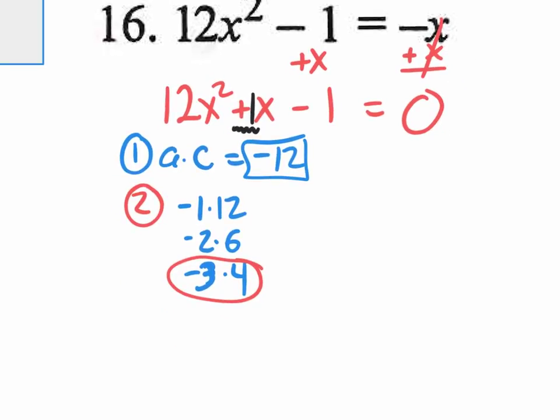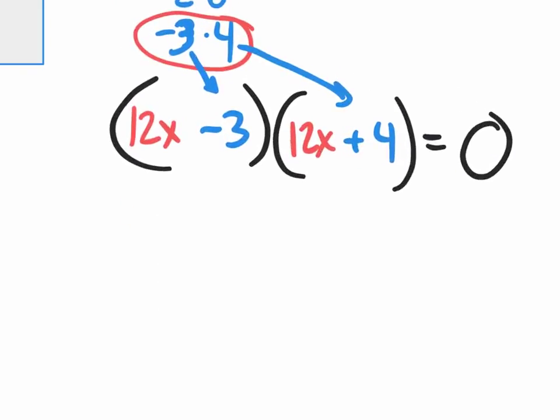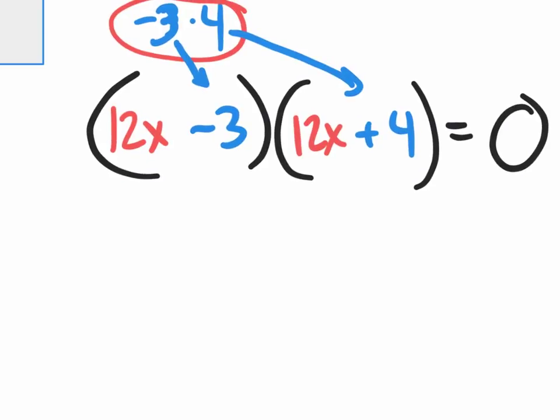So what we're going to do now is rewrite the equation, but in factored form with the shortcut. We simply take the 12x squared, ignore the square, and just put 12x here and 12x there. And then we take the pair of numbers from step 2, put the negative 3 right there, and put the positive 4 right there. Or you could do it the other way around if you want. It doesn't really matter. And then after that, we reduce each of the binomials by the GCF if it's possible.